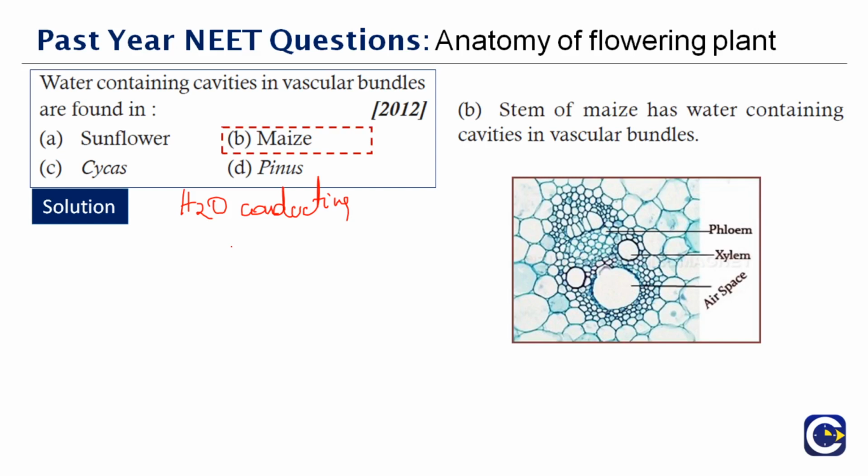And here you have, see, xylem is present in the inner part and phloem in the outside part, and you have some air space also. So this is how the vascular bundle looks in maize.